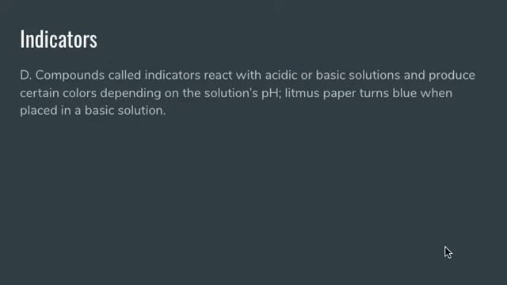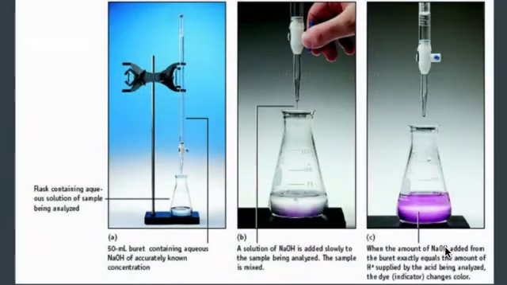Some indicators, such as litmus, are soaked in paper strips. When litmus paper is placed in an acidic solution, it turns red. When placed in a basic solution, litmus paper turns blue. Some indicators can change through a wide range of colors, with each different color appearing at a different pH value.